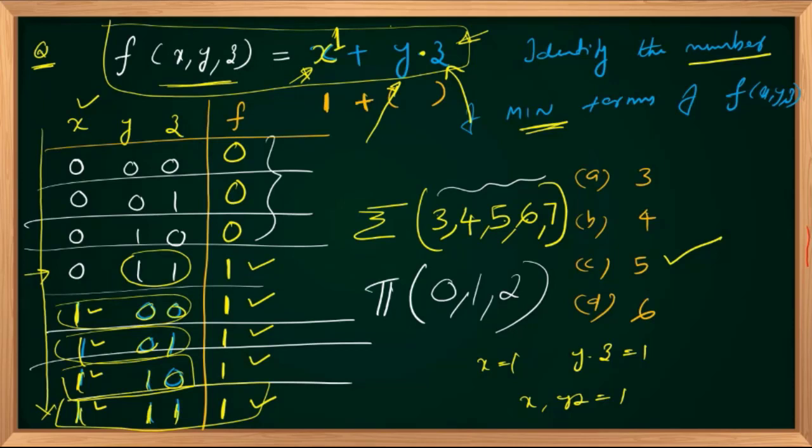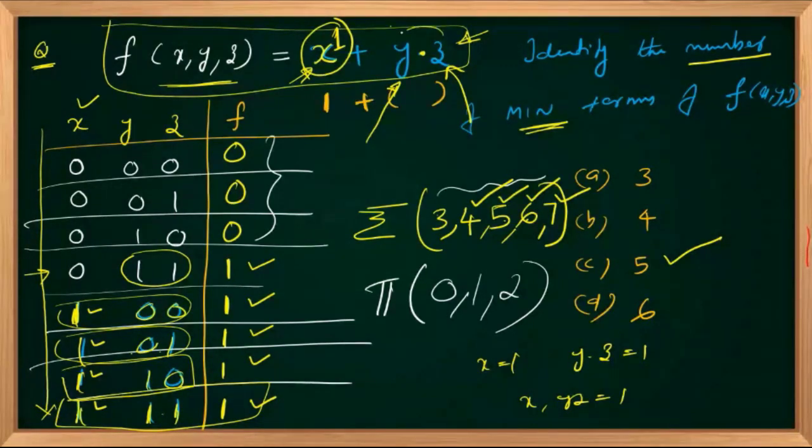Is that clear? Yes, sir. So what are the min terms corresponding to x equal to 1? Look at this: 100 is min term 4. 101, decimal equivalent is 5. 110, decimal equivalent is 6. 111, decimal equivalent is 7. So I have 4, 5, 6, 7, my min terms corresponding to the x equal to 1 condition. One term we have completed.